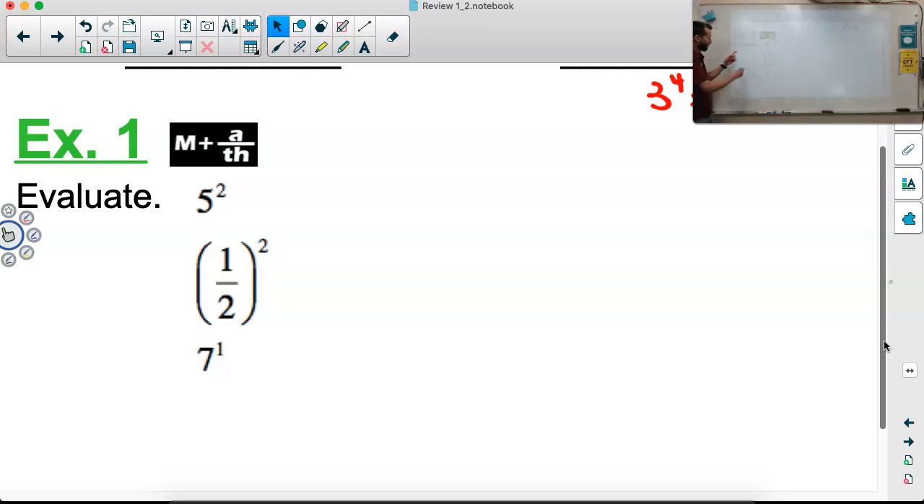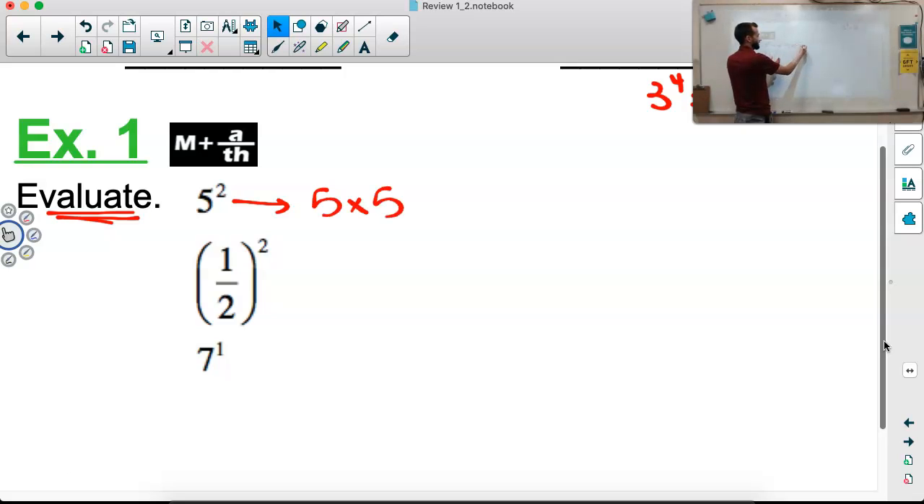Now, this word evaluate simply means do math. Okay, do whatever math they are asking you to do. So on this one, 5 squared is just 5 times itself twice. 5 times 5 is 25. All right. 1/2, you could do this with fractions. 1/2 times itself twice, 1/2 times 1/2. All right, a little bit of review.